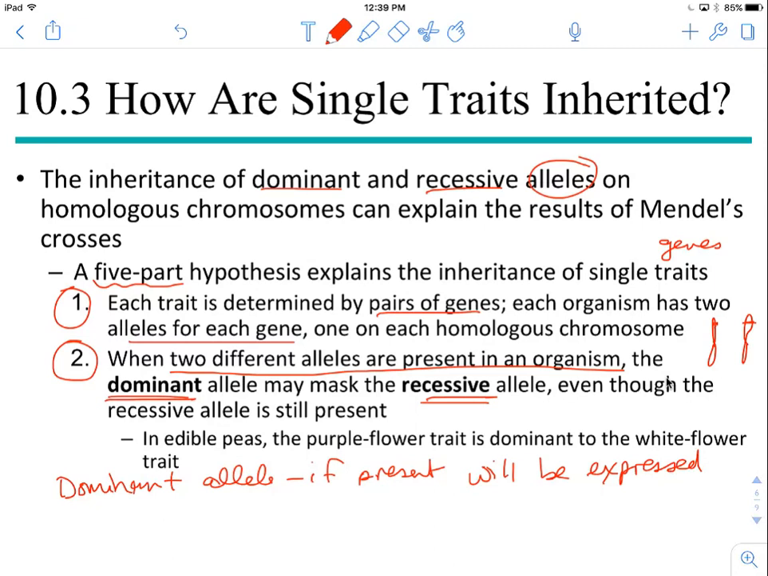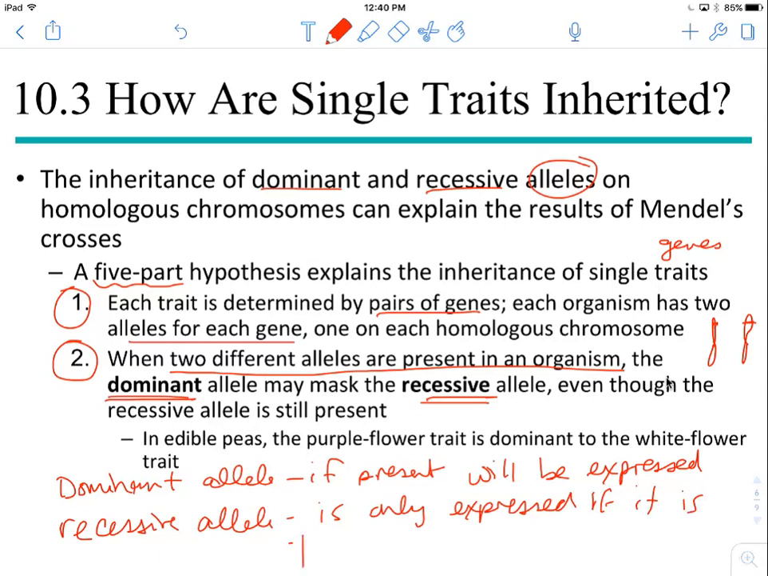Okay, so if there is any dominant allele, if there's 2 dominant alleles, obviously it's the only one there and it'll be expressed. And if there's only 1 dominant allele, it will still be expressed even if the other one is recessive. Okay, a recessive allele is only expressed if it is the only allele present.